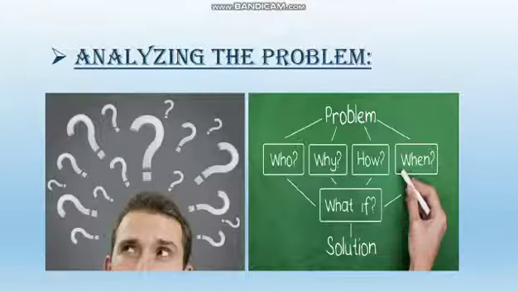The second step while solving the problem is analyzing the problem. In the second step, different types of questions arise in our mind. For example, WH questions: why, who, how, when, what, if. So all these questions arise in our mind, and for answers to all these questions, we have to think.